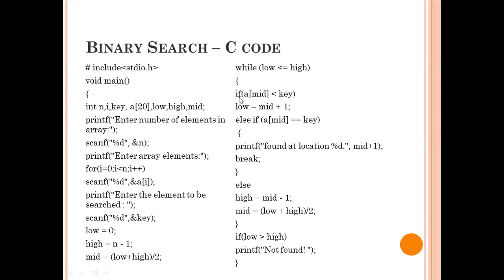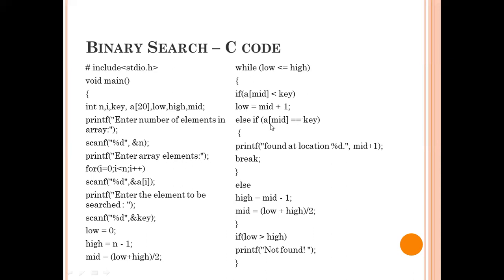So what is the procedure? First, we are going to check if A of middle element is less than key. If the array element is lesser than key, it means the element that you're searching for is found in the next half of your array. So we'll be adjusting your lower portion: low is equal to mid plus 1.